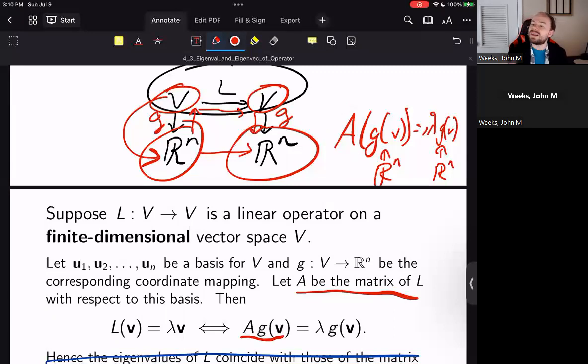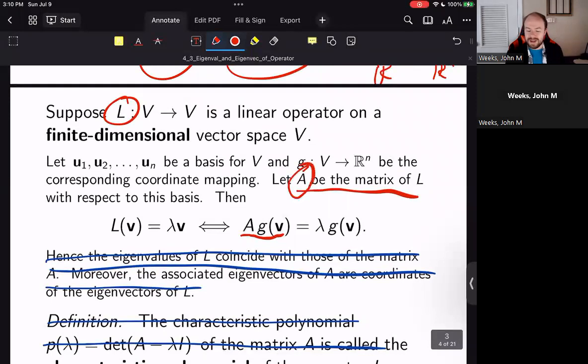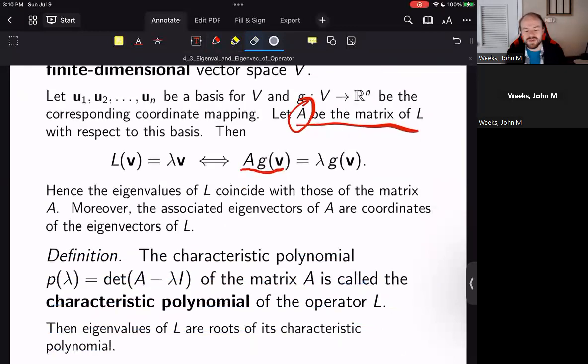A. Now we can talk about the eigenvalues and eigenvectors of an operator with respect to the corresponding eigenvalues and eigenvectors of the matrix A, which is exactly what's said down here. So we define the characteristic polynomial of the matrix A, the A coming from this, to be the characteristic polynomial of the operator L. We're essentially thinking of these two things as one and the same.